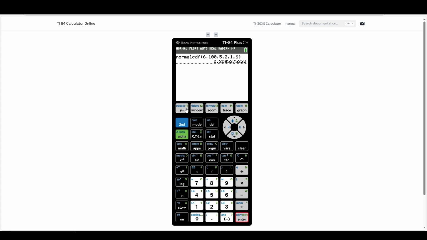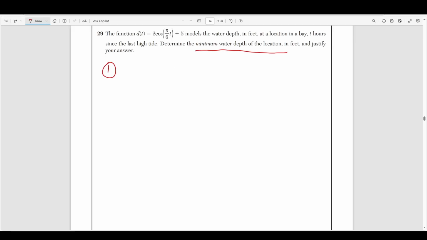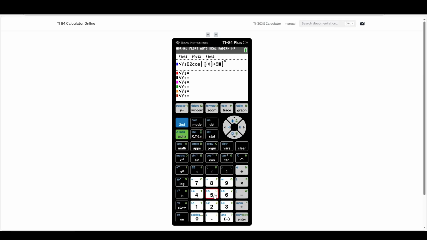So we can go into our graphing calculator, type in 2 cosine(pi over 6 x), close the parentheses, plus 5, and then just get rid of my old graph because I didn't mean to put it here. And then we can go into mode, make sure that we're in radians, and then press graph. And it's going to give you this wave function. Pretty much this wave is going to oscillate between these low points and these high points. So you can go second trace and then calculate or find the minimum.